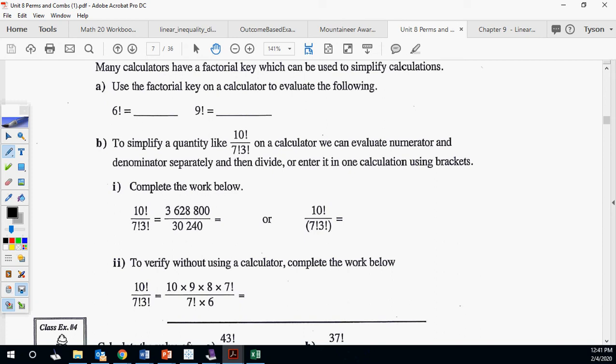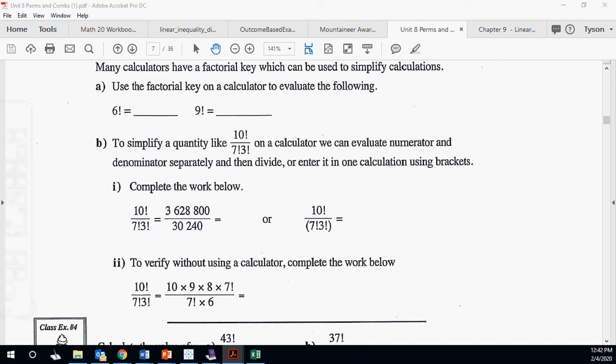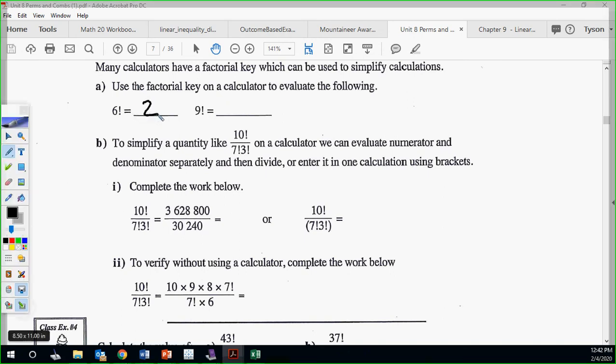So math, probability, number 4. Okay, just calculate 6 factorial, 9 factorial if you want to practice. If you don't need to, it's fine. But we get 720. And the 9 factorial is a little bigger number, 362,880. Okay, so there's your calculations.